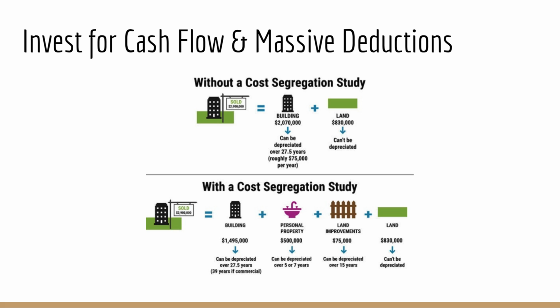It'd be easy to look up and go, well, it's not even any more money. What's the point? Well, the point is to keep more cash now so that you can put more cash into investments that produce more cash and more deductions, right? It's a snowball. Okay. So that's cost segmentation.